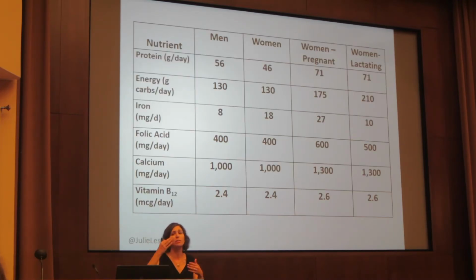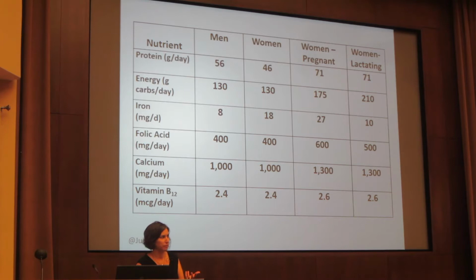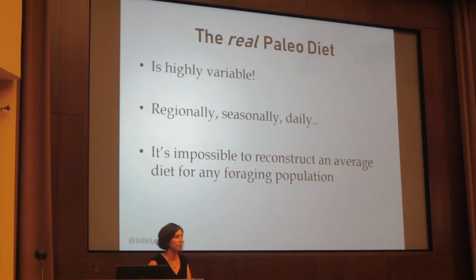So just quick, these are the nutrients that increase significantly for women when they're pregnant and lactating. So we tend to think of men needing more protein because they have more muscle mass, but when a woman is pregnant or lactating, her protein needs exceed that of men. And so that's a nutrient we focus on a lot, but also B12, calcium, folic acid, which prevents spina bifida. These are important nutrients for reproductive women.